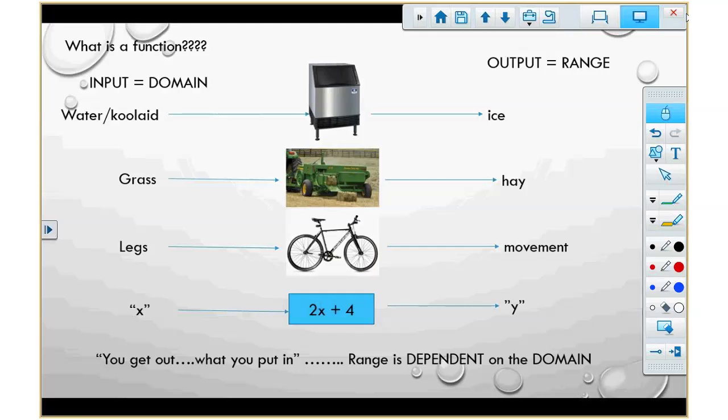If you put 10 gallons of grape Kool-Aid into the ice machine, you're going to get 10 gallons of grape ice, whatever you call it, coming out of it. You're not going to get 12, you're not going to get 8. Everything depends on the domain.